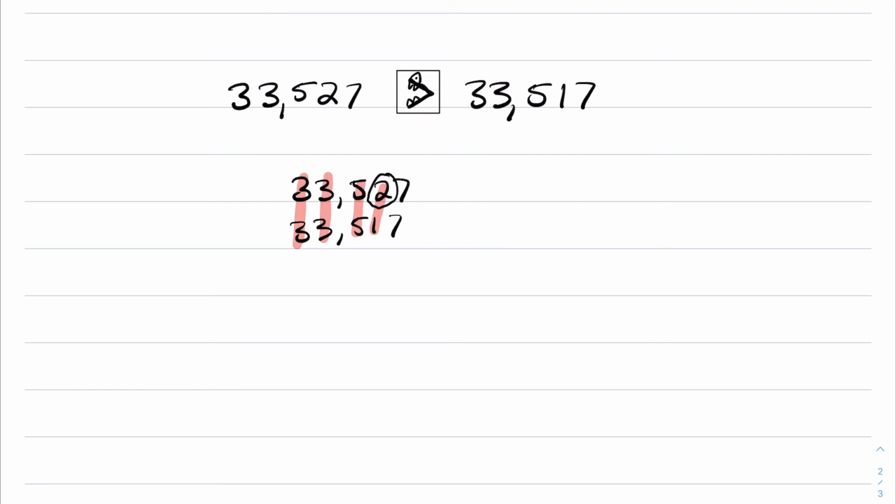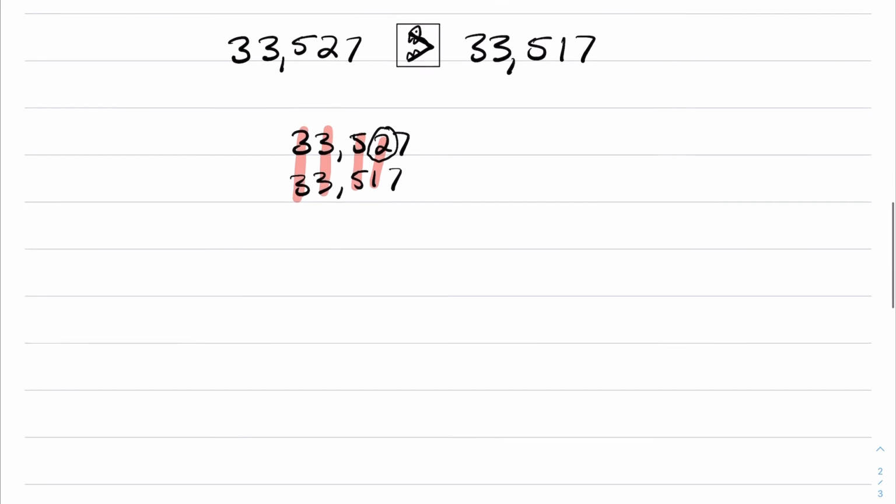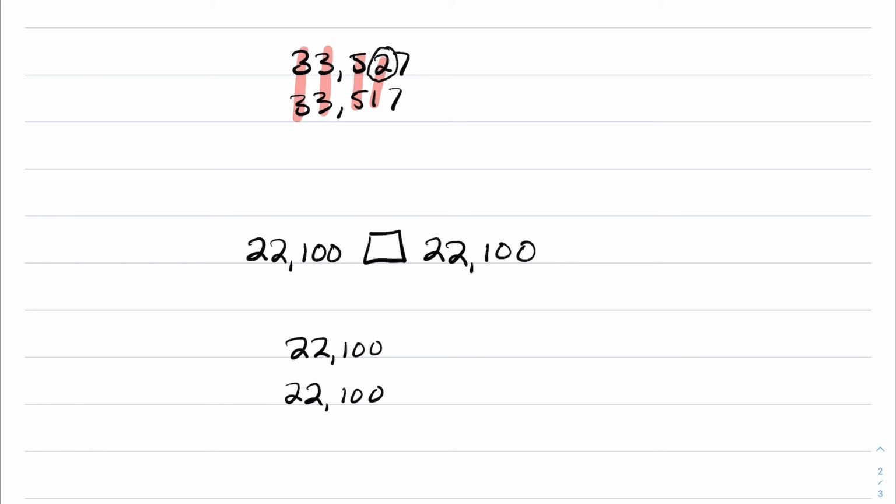Then a last example, just to show you an example of equal to. Let's say we had 22,100, and we're going to be comparing that to 22,100. We're going to do the same thing. We're going to line them up, and we're going to compare left to right. 2 and 2 is the same. 2 and 2 is the same. 1 and 1, 0, 0, 0, 0. So if we get them all being the same, then we're going to write that 22,100 is equal to 22,100.